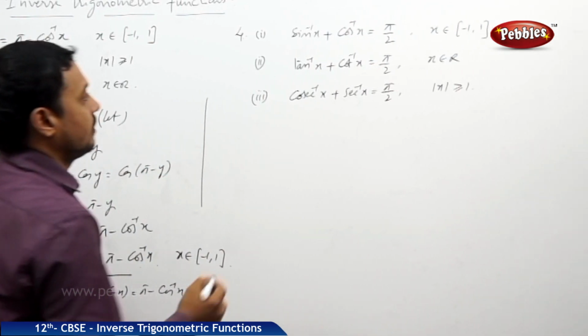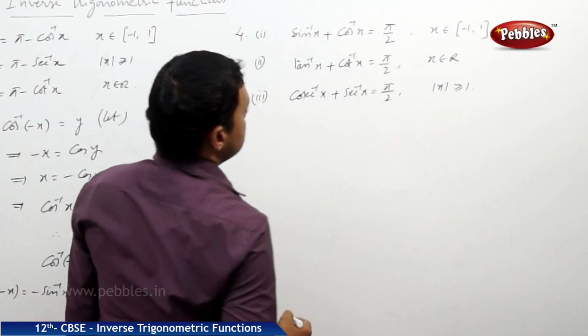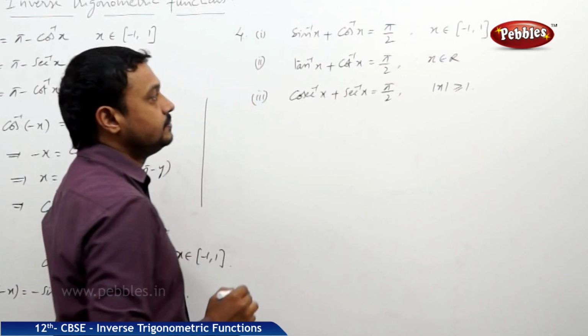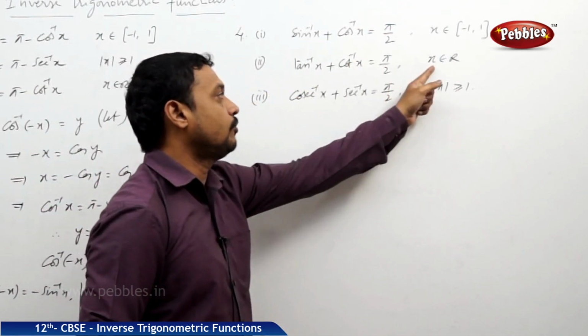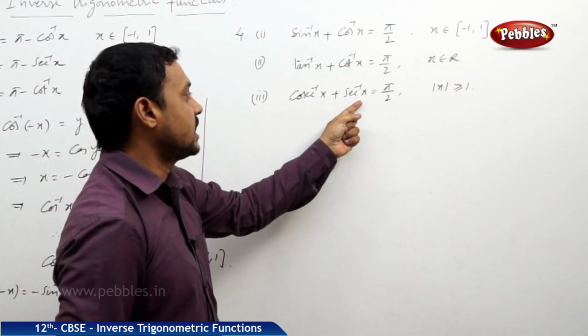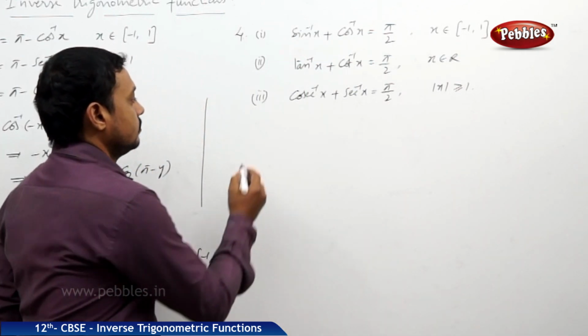Next, the second one. The fourth property is sin inverse x plus cos inverse x is equal to pi by 2 for every x belongs to minus 1 to 1. Tan inverse x plus cot inverse x is equal to pi by 2 for every x belongs to R. Cosecant inverse x plus secant inverse x is equal to pi by 2 for mod x greater than or equal to 1.